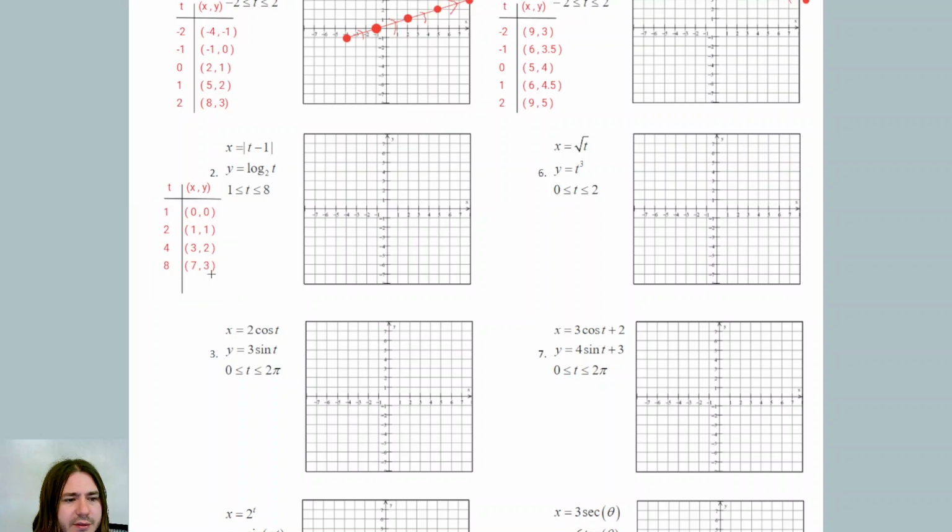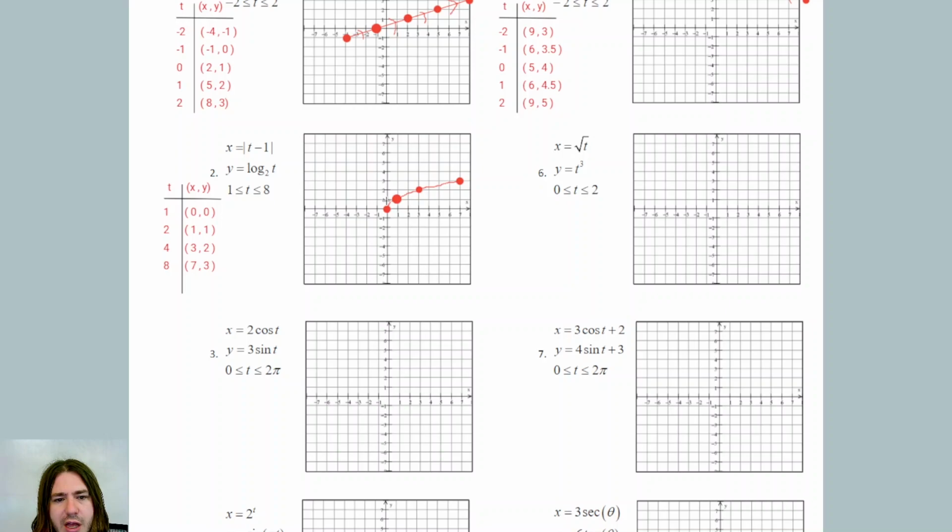And let's go ahead and plot them out. We're going to start at 0, 0. And then 1, 1. Oh, that's too big. What happened there? And then 3, 2. And then 7, 3. So my graph is going to go up and to the right. It's going to stop there, so I'm not going to extend it beyond that final point. And then my direction is going in this order, so it's going up and to the right.